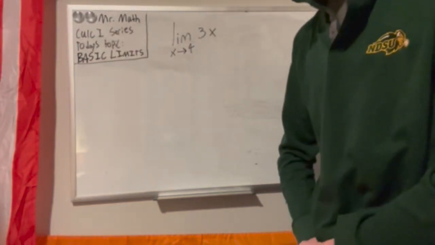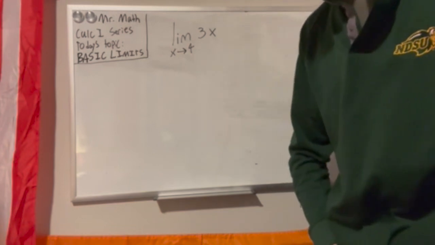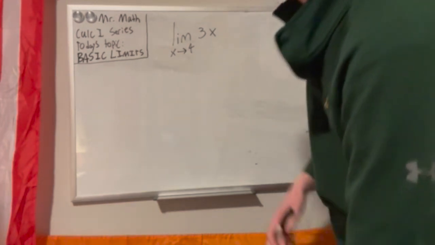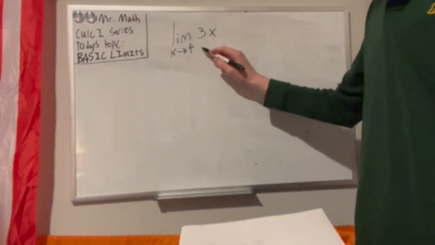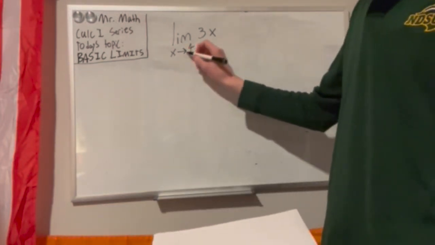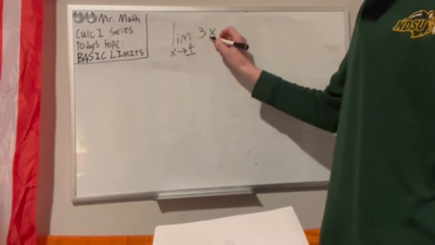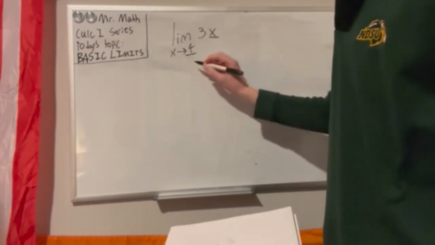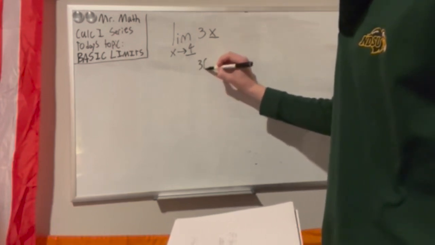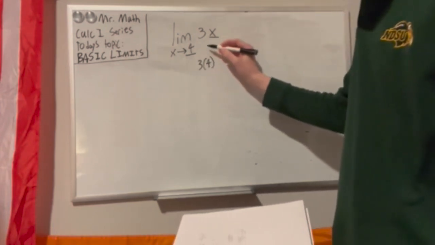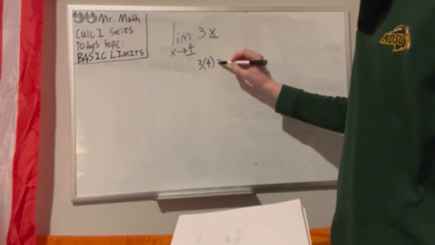Today's topic is basic limits. Let's get to work and do a few problems. Our first one is the limit as x approaches 4 of 3x. So what we're going to do is use the basic limit property and plug in our 4 for the x in our equation. 3 times 4 is what we now have. This equals 12.